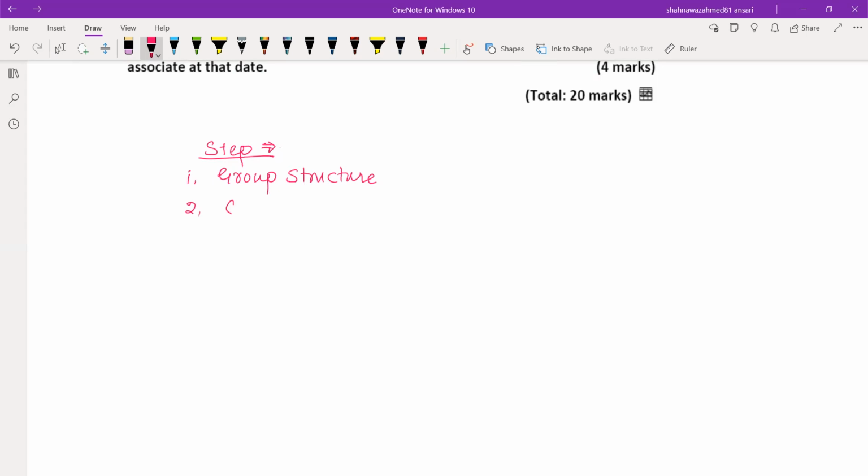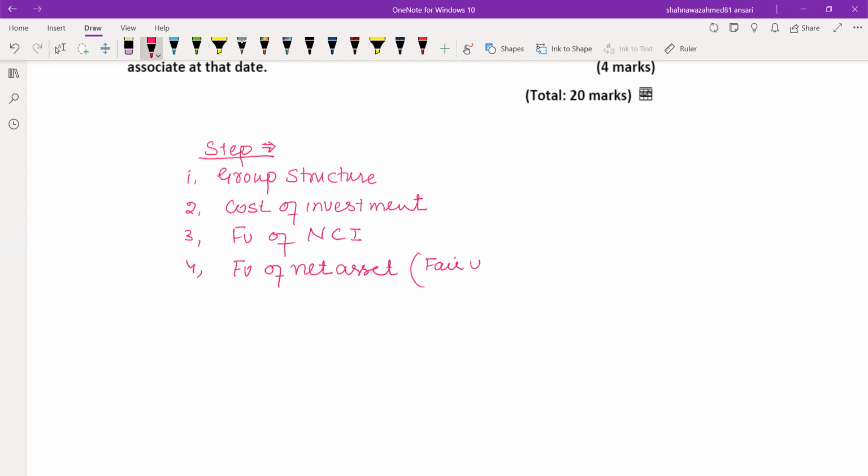The next thing is we need to calculate cost of investment by parent company. Next is identify fair value of NCI. It might be given to you in the question, and if not, you have to calculate. Then the most important thing is fair value of net asset of subsidiary, including the fair value adjustments. And the next one will be find out goodwill at acquisition.